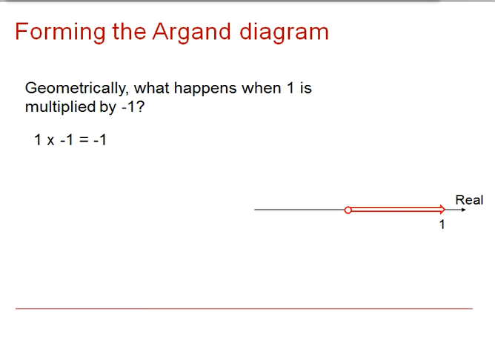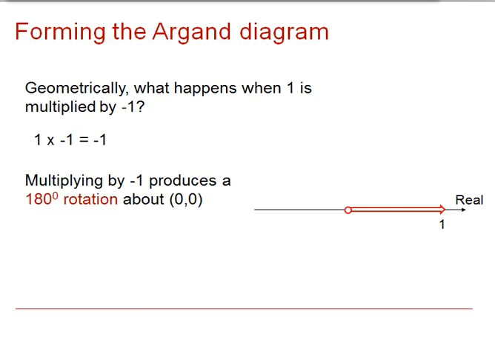In forming the Argand diagram, we start with the real axis and then consider geometrically what happens when 1 is multiplied by -1. Multiplying by -1 produces a 180 degrees rotation about the origin.